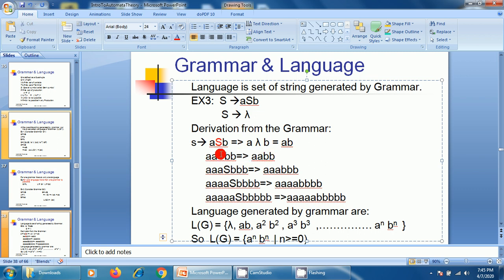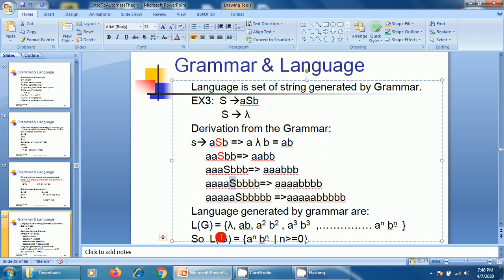But if we put ASB again in place of capital S, then it is 3 time A, S, 3 time B. Now if in place of capital S we put lambda, then it is 3 time A, 3 time B. If we put ASB again, then it is 4 time A, S, 4 time B, and if we put lambda in place of capital S, then it is 4 time A, 4 time B. Similarly 5 time A, 5 time B.